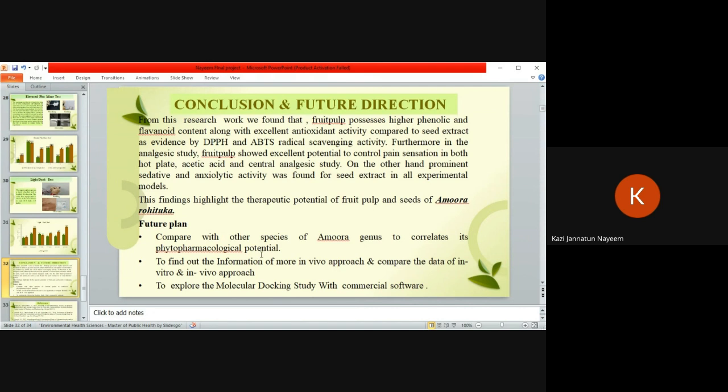My finding information is more in vitro, and compared to the in vivo approach, we can use this finding. And we can also explore molecular docking of the compounds with commercial software, and other ways.